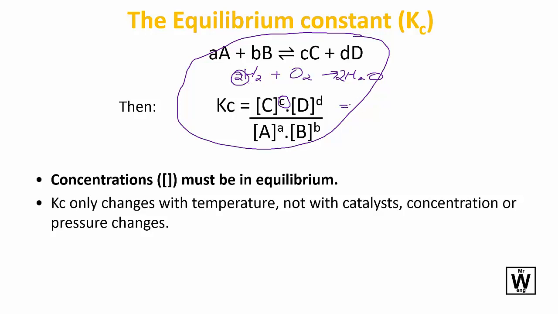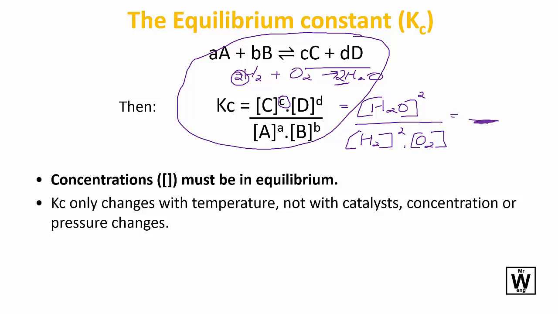So the Kc for that would be, C and D are the products, so it's H2O, and the coefficient, so the concentration of that squared divided by the concentration of H2 squared times the concentration of O2 to the power of 1. And that's what it would look like, and that ends up to be a constant number, only changing with change of temperature.